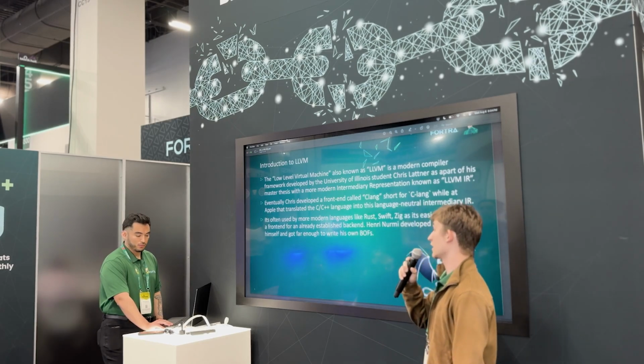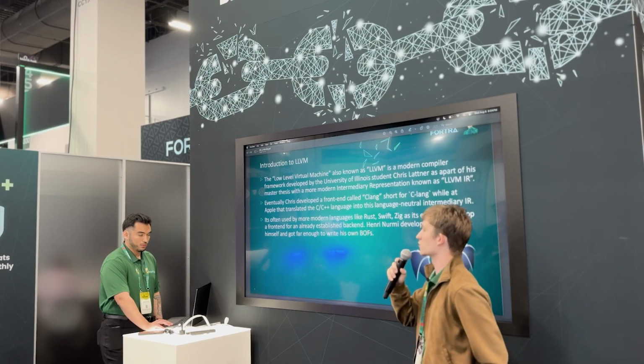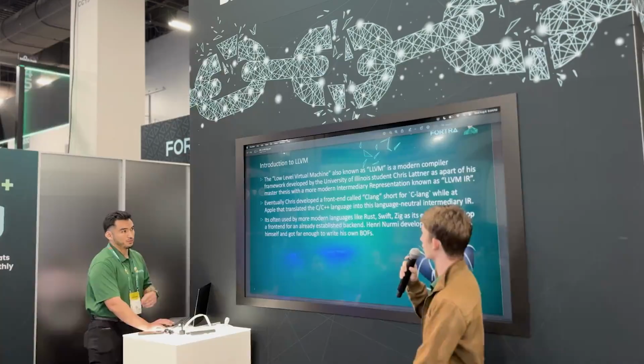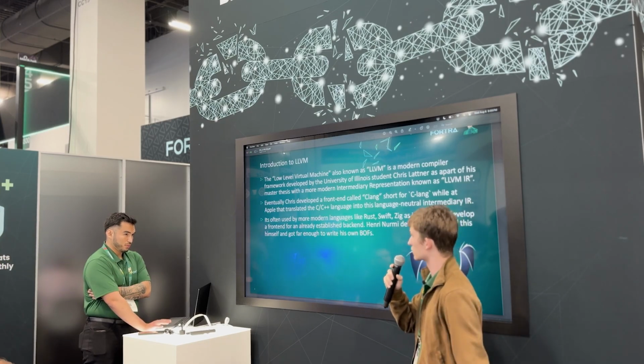So then, Chris, when he first implemented it, it was just an LLVM IR intermediary. When he was eventually hired by Apple, he developed Clang as well as the Swift language, which allowed him to translate the Swift language, C language and C++ language into this LLVM IR intermediary. It is actually often used by modern languages like Rust, Swift, Zig, etc. And it's considerably easier for them, like I've said, to implement a front end, Elixir, and then have a common backend that everybody is maintaining, developing, and performing common optimizations on.